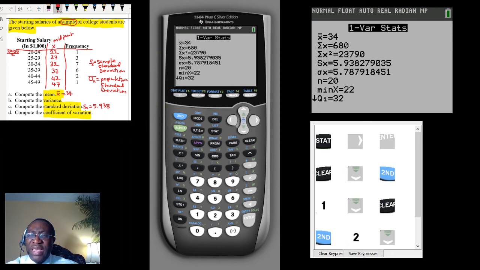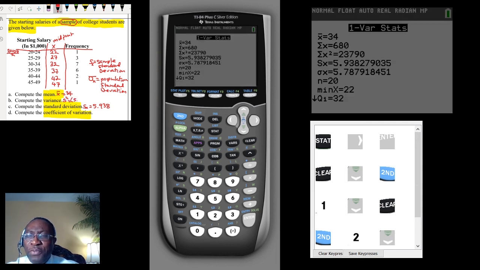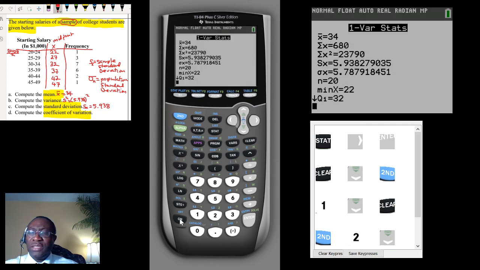Now that we have the standard deviation, we can conveniently find the variance. To find the variance, all you have to do is square the standard deviation. The notation for sample variance is s squared. So we're going to take 5.938 and square that value. We're going to square the quantity of 5.938.